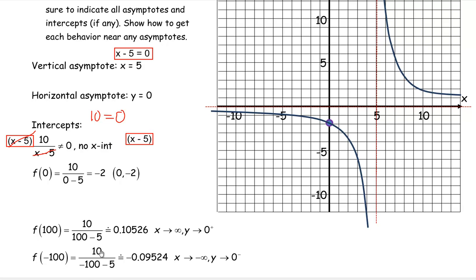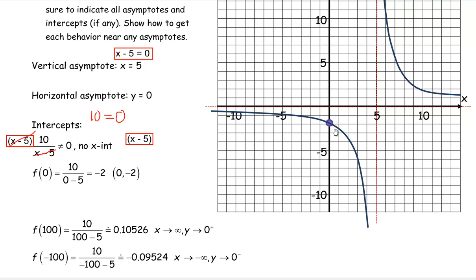So it would be 10 over negative 105, which is negative 0.095, etc. So it's getting close to 0 still, but it's negative because we're dividing a positive by a negative. So as x tends towards negative infinity out to the far left, you approach 0 from below. That's what that minus there means. So as we come past the y-axis intercept there, we're getting closer to the asymptote, but we're staying below it.